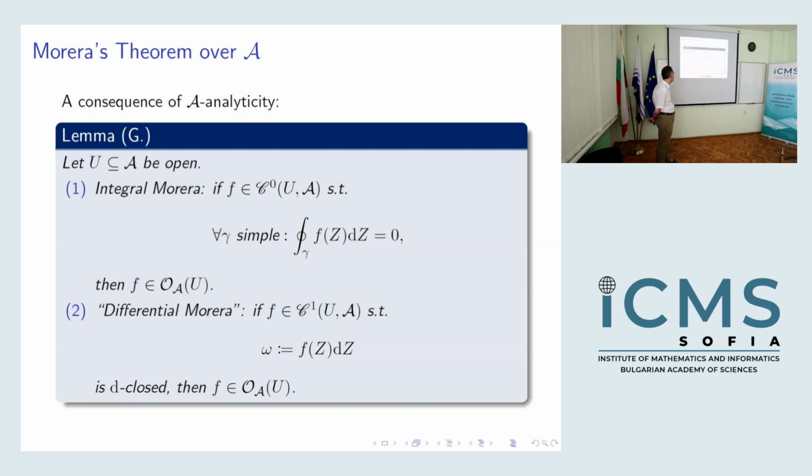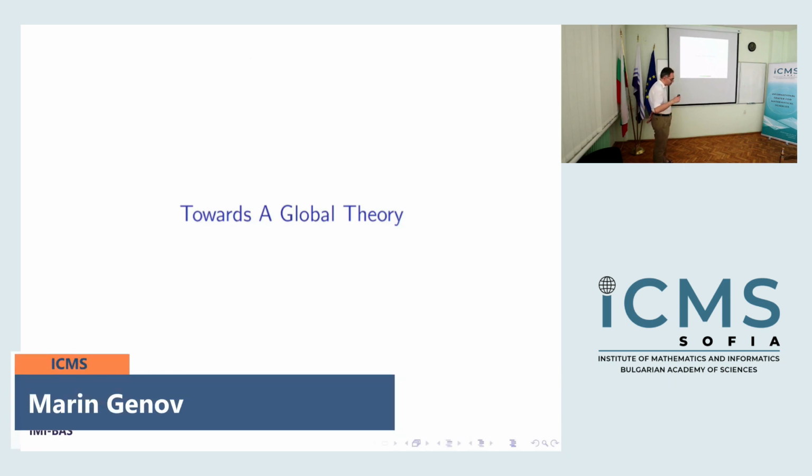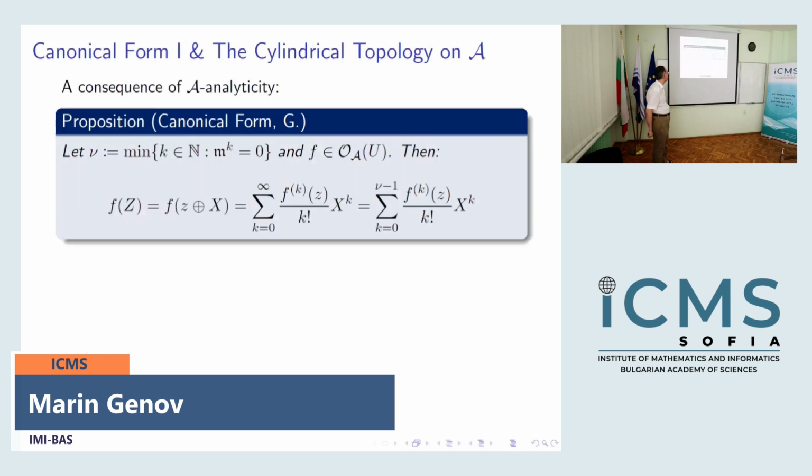And there is another version which I dubbed differential Morera, because it's a kind of differential converse. If you remember, I said that if f is holomorphic, then the associated one-differential form is d-closed. And here we have the converse, that if it is d-closed, then this function is also holomorphic. And so from this point on, one can start to build up a little bit of Bohr theory, not much, but a little bit at least today.